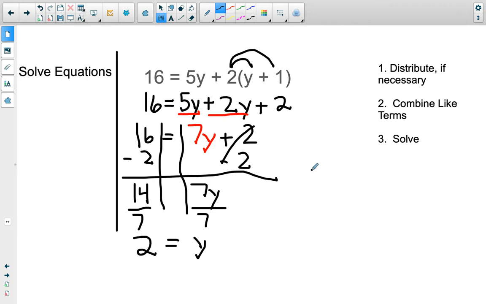I'll write this equation over here because I kind of have a lot of writing. 16 equals, remember 2 for y, 5 times 2 is 10, plus 2 parentheses, 2 plus 1 is 3. 2 times 3 is 6, plus 10 is 16. Quick check, but it works.